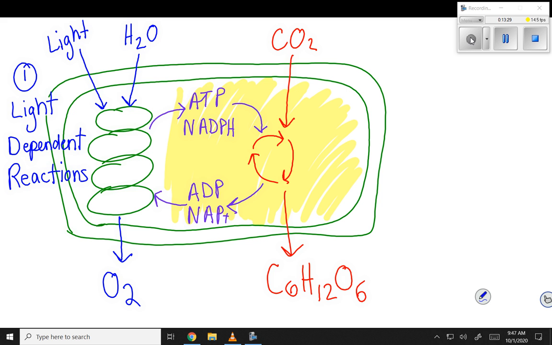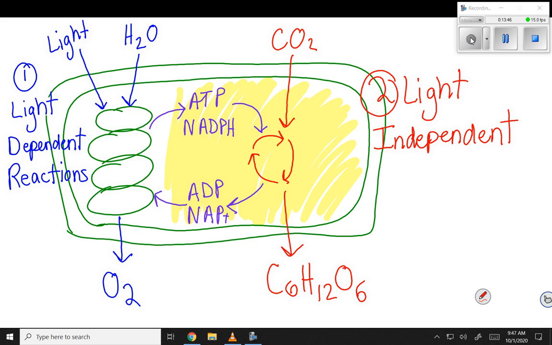And then step number 2 is the light-independent reactions. Independent means free of. So this one doesn't need light to be able to occur. The light-independent reactions were discovered by a guy named Melvin Calvin. So sometimes people call this the Calvin cycle.